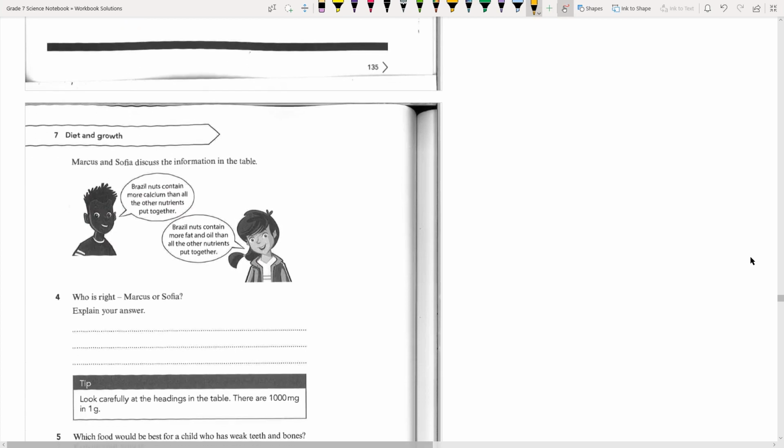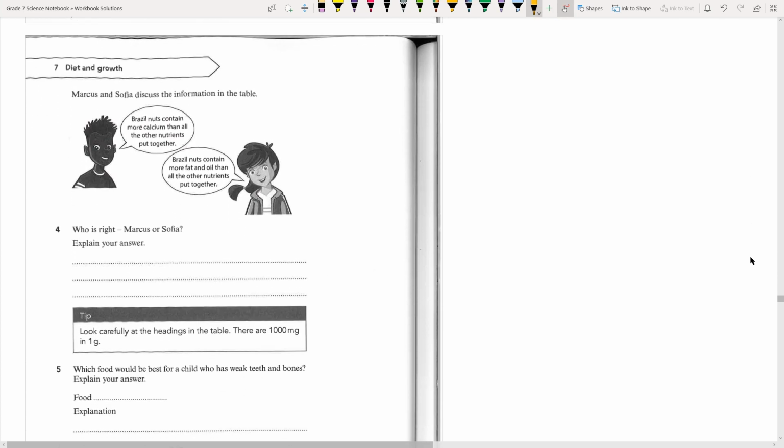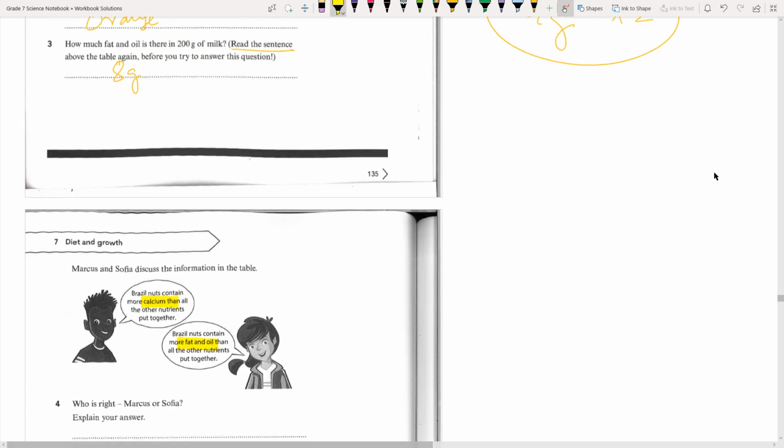Okay, now Marcus and Sophia discuss the information in the table, right? Who is right? Marcus says Brazil nuts contain more calcium than all the other nutrients put together. Sophia says Brazil nut contains more fat and oil than all other nutrients put together, right? Who is right, Marcus or Sophia? Now, they're talking about two things. Keep an eye over here, right? One is talking about the fat and the oil. The other is talking about calcium, right? We need to see which one is right, right?